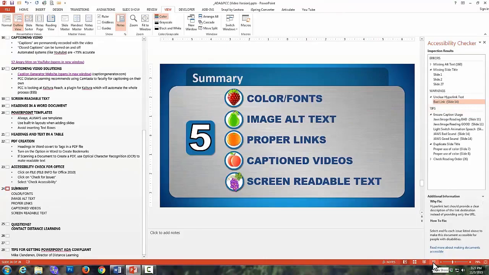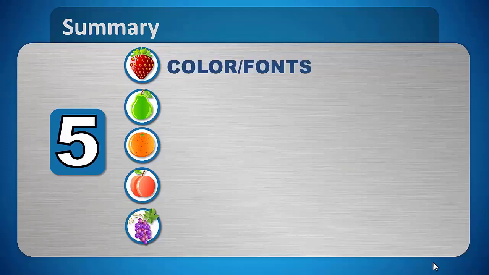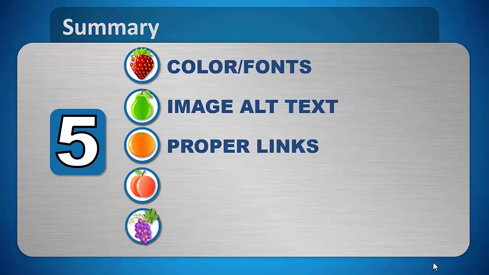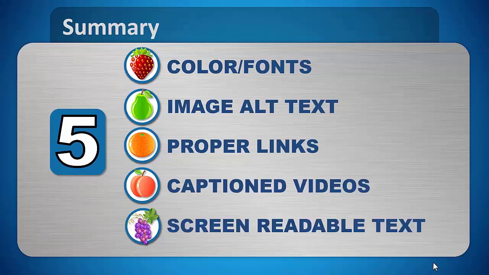All right, let's wind things up here. I know we've covered a lot of information, but I want to leave you with just remembering those 5 basic low-hanging fruit: colors and fonts, image alt text, proper links, captioning the videos, and making screen readable text. If you cover those 5 things, you'll be well on your way to having your content accessible.